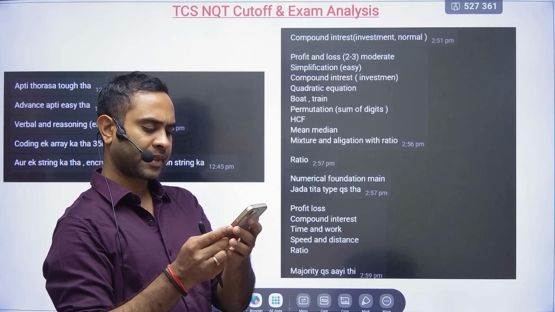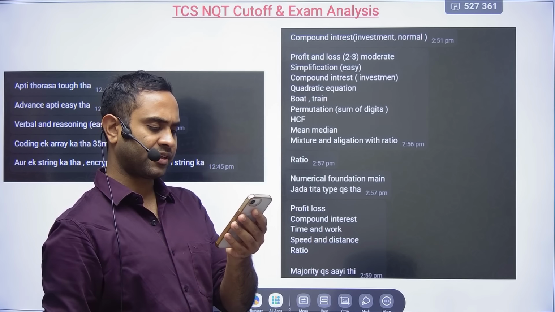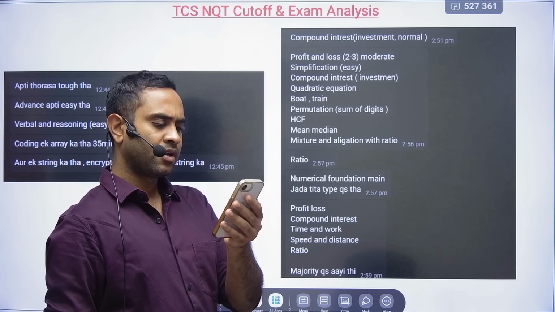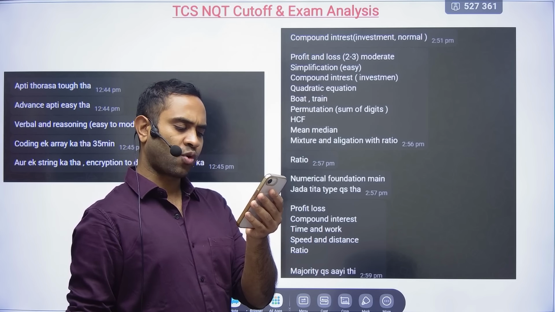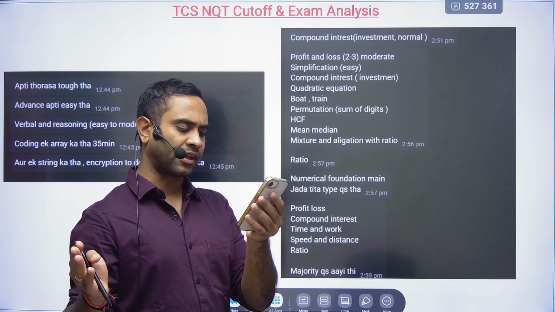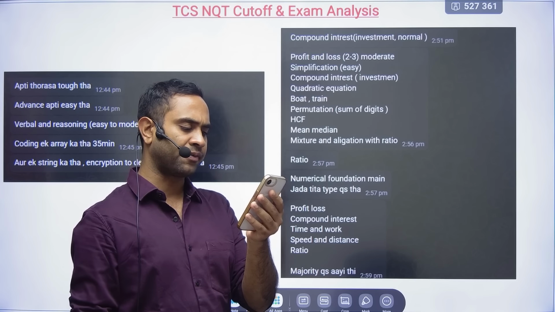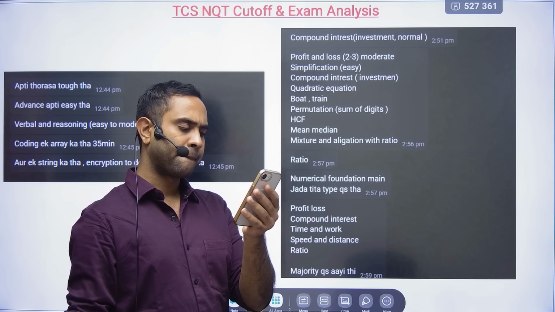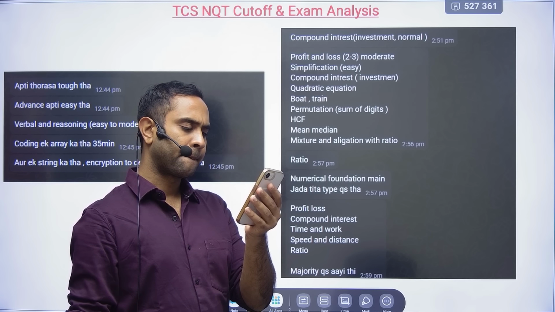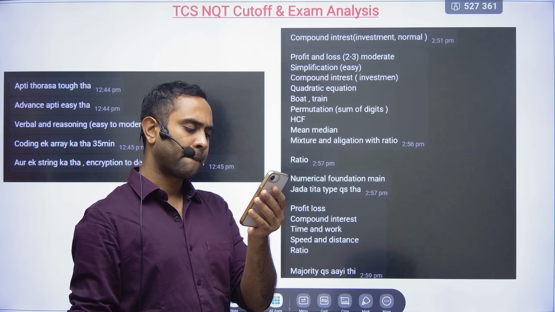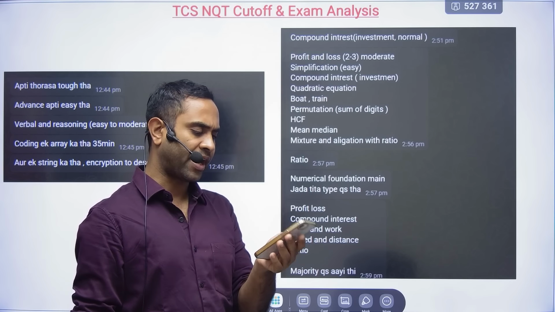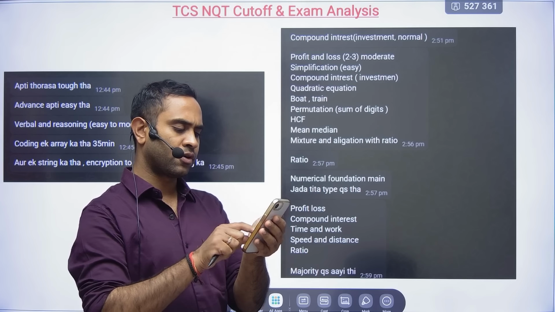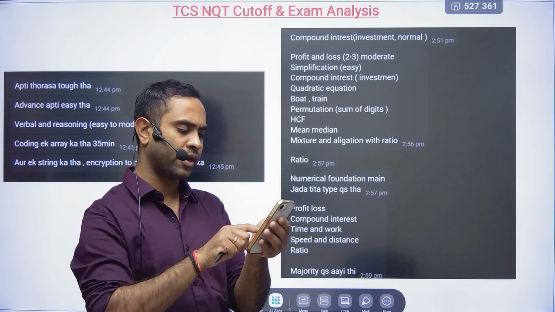Just let me see. So coding, decoding were a lot. Blood relation, okay, these things were there, that we know. Okay, fine. So good. Okay, I just wanted to show you here.